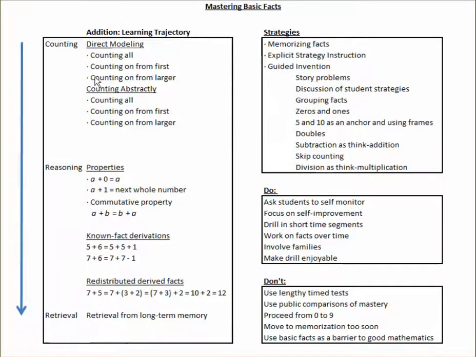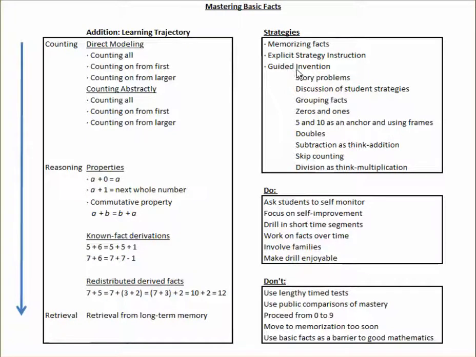Another way is to use explicit strategy instructions. So that is to pick one of these strategies and to tell kids, okay, we're going to learn how to count on from larger, and explain what that means and give them problems to try it. The issue with that is that students don't tend to own it for themselves. It hasn't come from their own minds. They might not make sense of it. It might be too easy for them. It might be too hard.